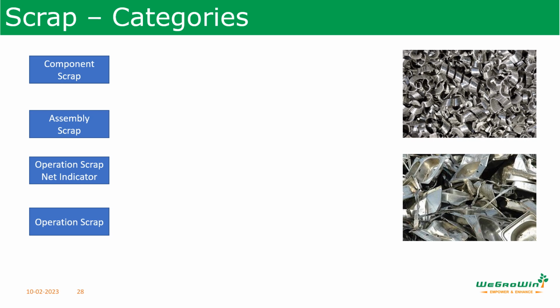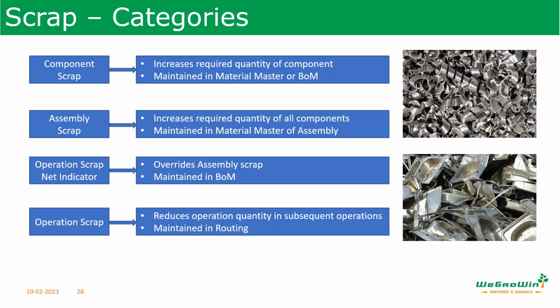The scrap can be treated in different ways in SAP. SAP gives different options. One is called component scrap, assembly scrap, operation scrap, and the net indicator for operation scrap. Component scrap means it increases the required quantity of the component. It may be maintained in the material master or bill of material.